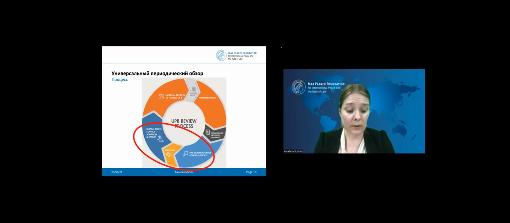State representatives will make comments and recommendations to the state being reviewed. On average, each state receives around 200 recommendations. Unfortunately, only UN member states can take the floor during these sessions. However, you might like to consider holding a side event or screening the webcast of Kyrgyzstan's UPR review. So once again, you can view these live on the UN webcast TV.